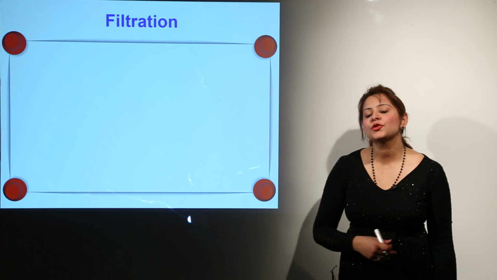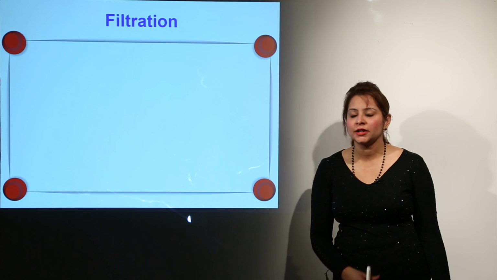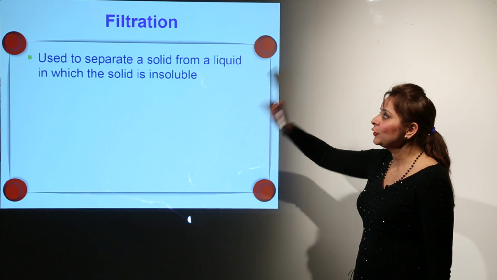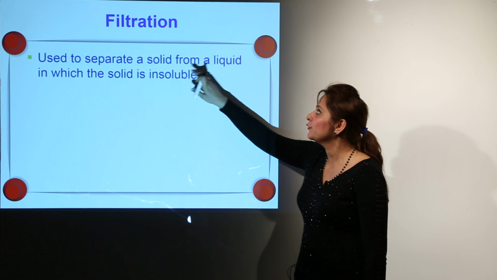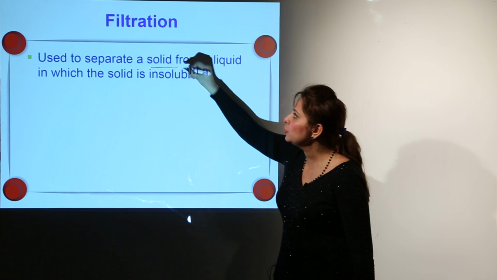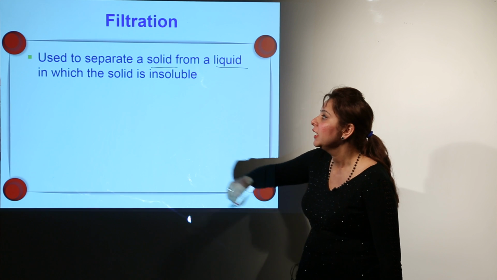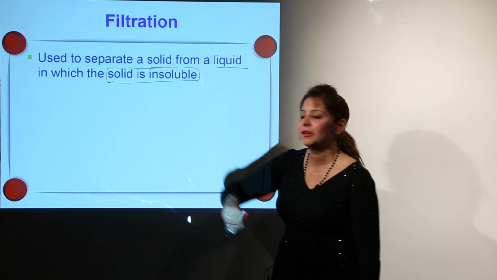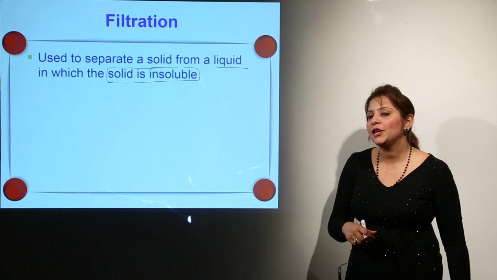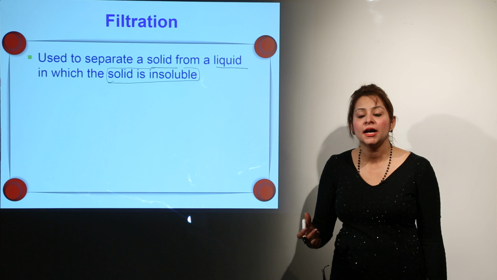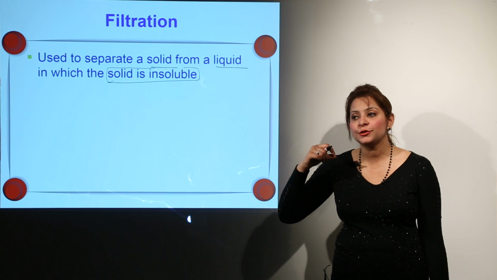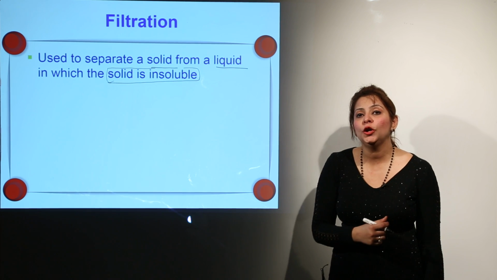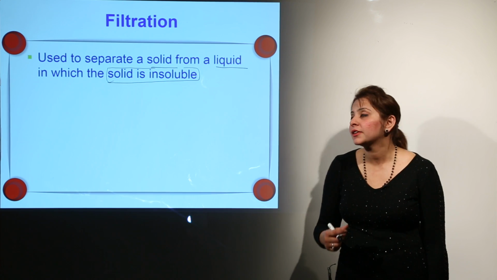Now the next technique which we are going to take is filtration. So where is this technique used? It is used to separate a solid from a liquid, in which the important thing is that the solid should be insoluble. That means we have a solution in which we have solid and liquid, and the difference between the solute and the solvent is that the solid is insoluble in that given solvent, right?